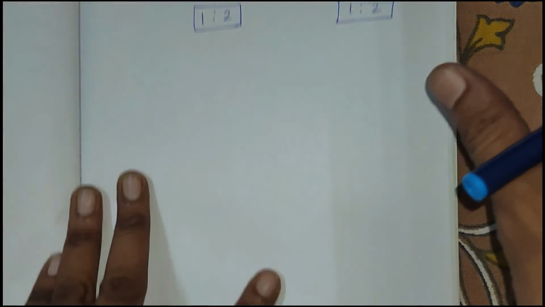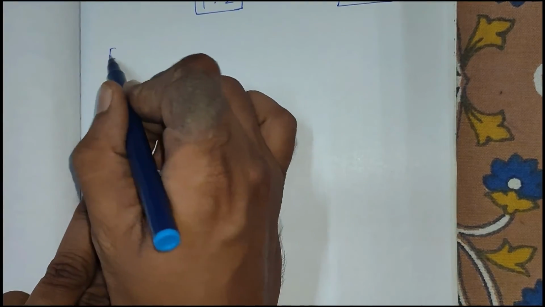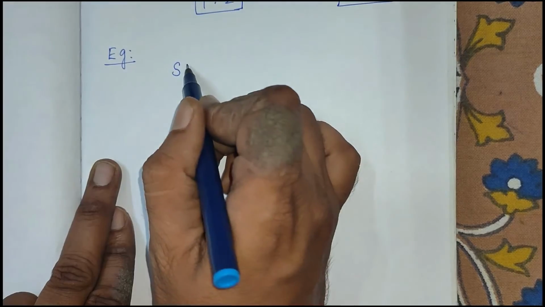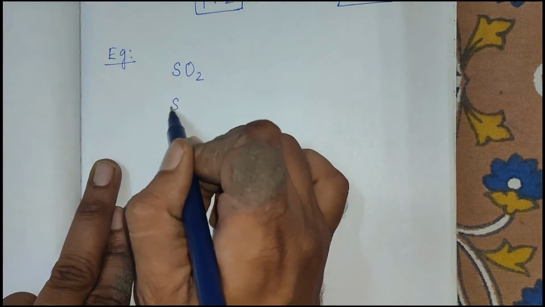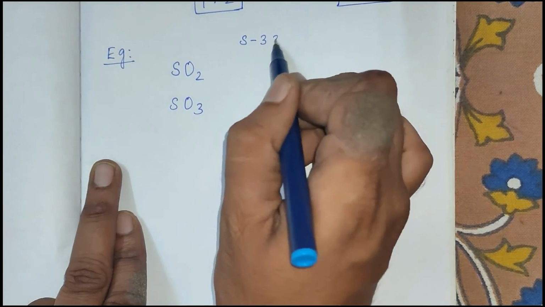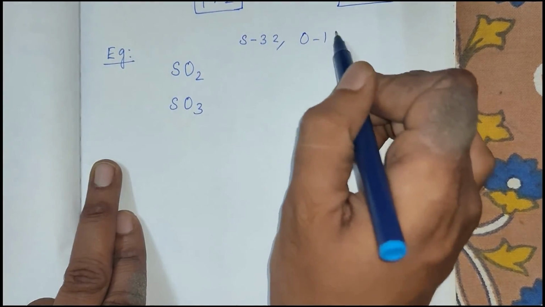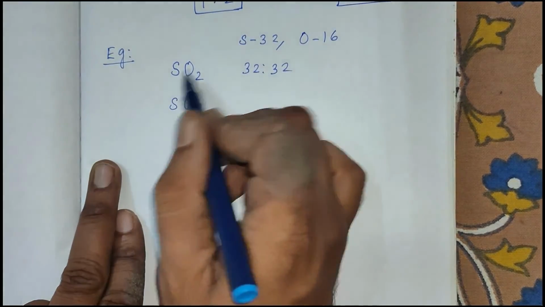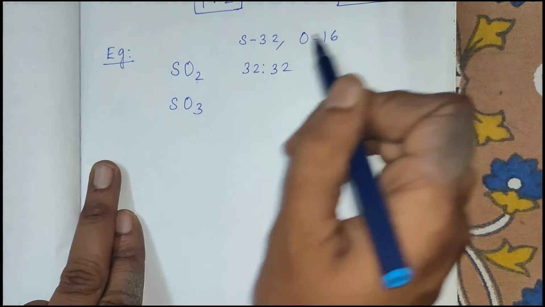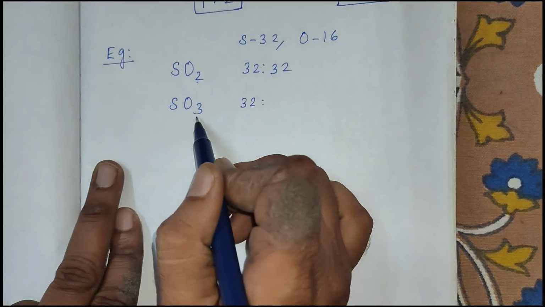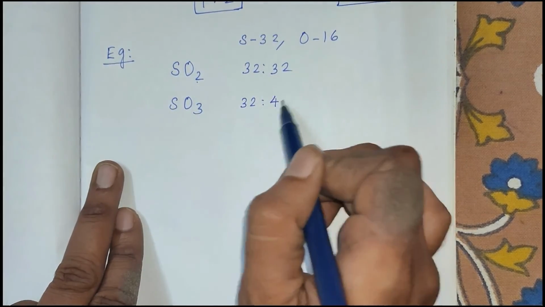I want to give you one more example. The example is the oxides of sulfur: sulfur dioxide and sulfur trioxide. The atomic mass of sulfur is 32, that of oxygen is 16. In this case, the ratio is 32 is to 32 because there is only one sulfur and 2 oxygen; 2 into 16 is 32. Here sulfur is going to be 32. For oxygen it is 3; 3 into 16 is 48.